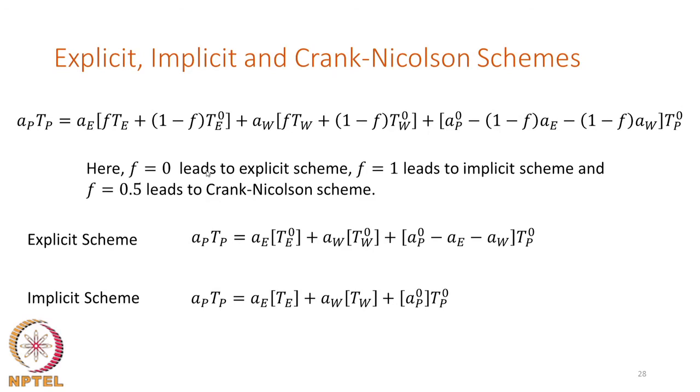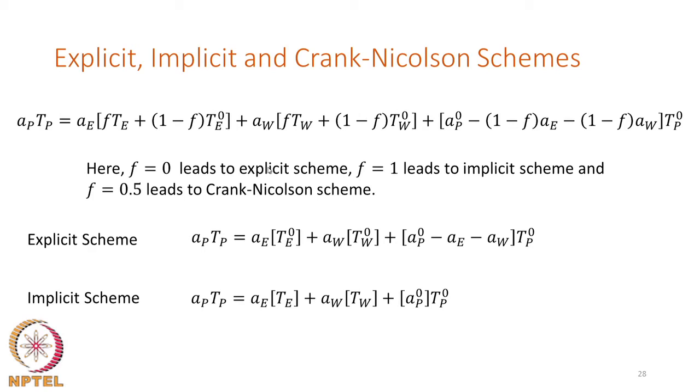This f, for example, if you were to use f is equal to 0, and you can look at the condition here, if f were to be 0, then the coefficient of AE is not the current time step temperature, it is the previous time step temperature, which means that you are going to use known values of neighbor temperatures from the previous time step to evaluate the current location temperature at the current time step, and this would be called an explicit scheme.